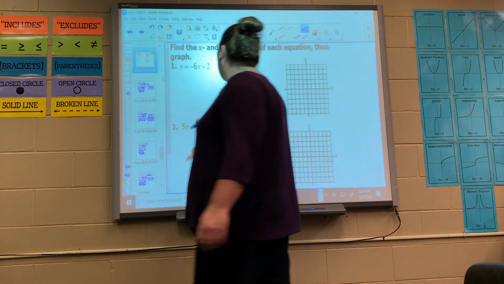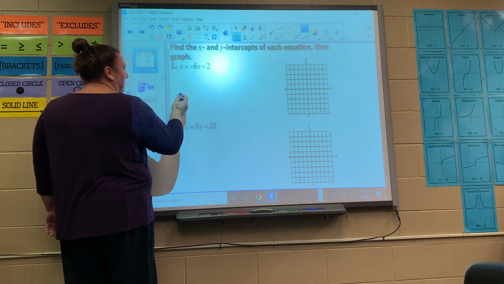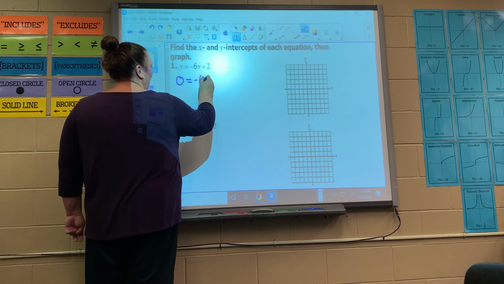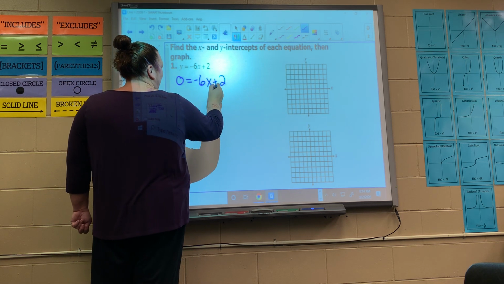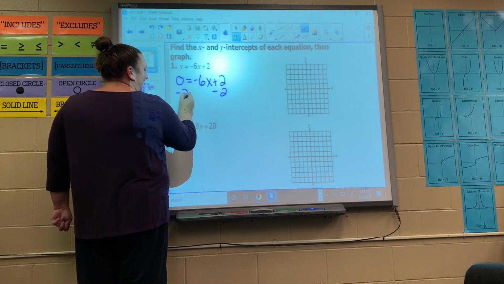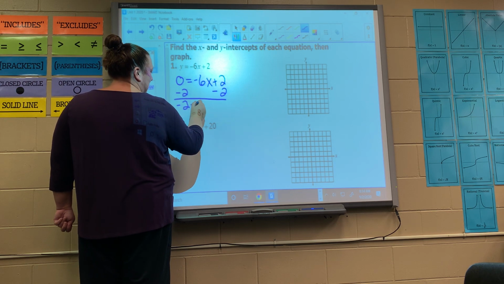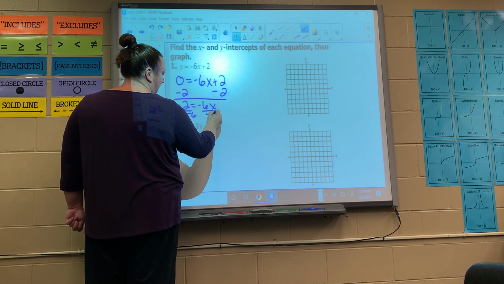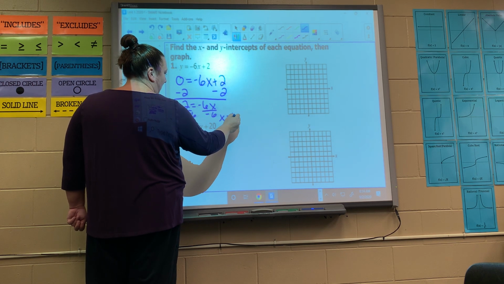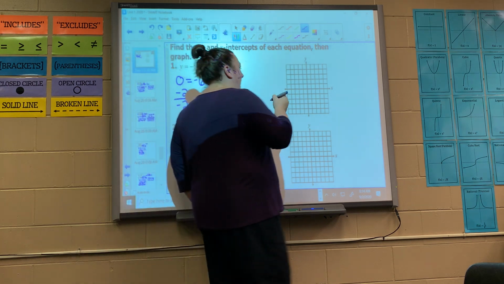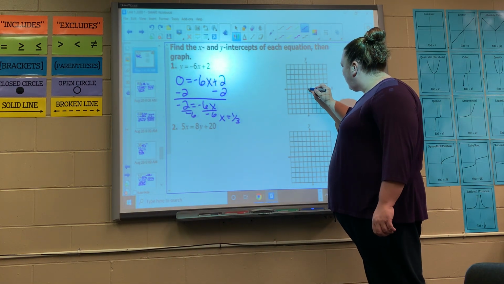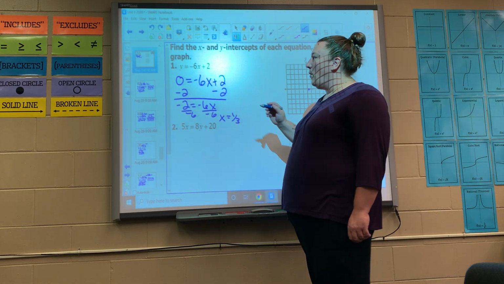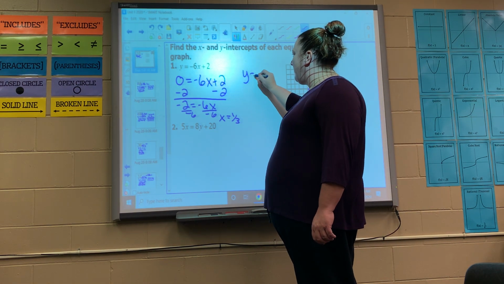Today we're going to look at graphing our x and y intercepts. To find our x-intercept, we have to put in 0 for y and solve for x. I subtract 2 from both sides, and negative 2 equals negative 6x. Divide both sides by negative 6, and x equals 1/3. 1/3 is a little hard to graph. It's super close to the one over here. Right about there. Now to find the y-intercept, I put 0 in for x.